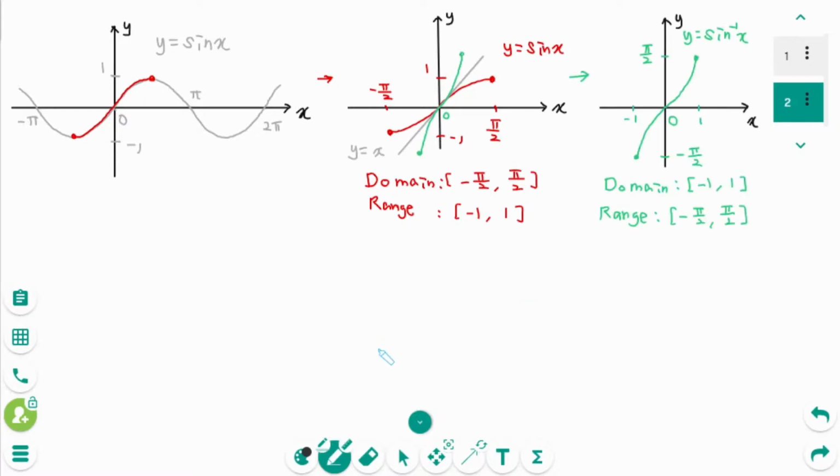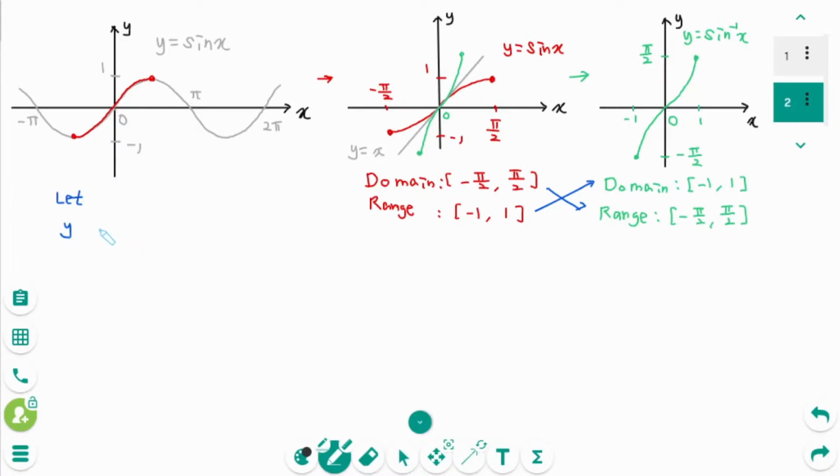The graph of y equals sine x is reflected in the line y equals x. You will see the graph of y equals arc sine of x. Now this domain becomes the range. Now this range becomes the domain.